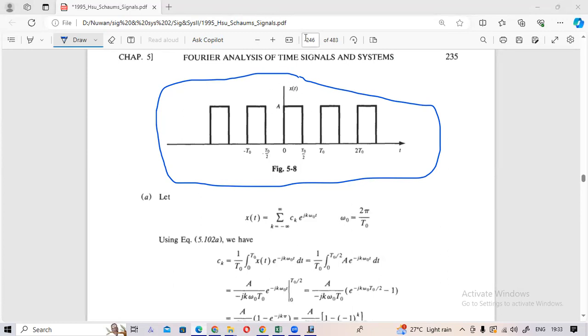If your answer is wrong, no problem. I don't care, but I need the answer. Is this a periodic signal or non-periodic signal? Just see and tell me. You know what is periodic. Periodic means repeating. And you also know what is non-periodic. Non-periodic means it is not repeating. So check whether this signal is repeating or not. Tell me, is this periodic or non-periodic?